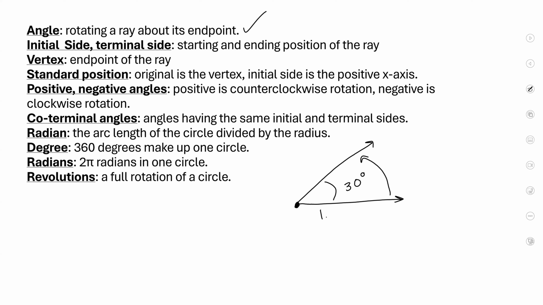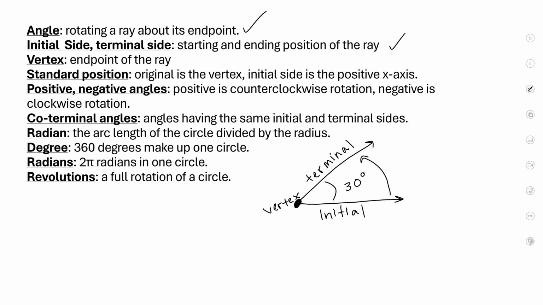This is the initial side, and this is the terminal side of your angle. This represents the start position and your end position. The end position is your terminal side. This point right here, the endpoint of your ray, this is called your vertex. This is the vertex of your angle.